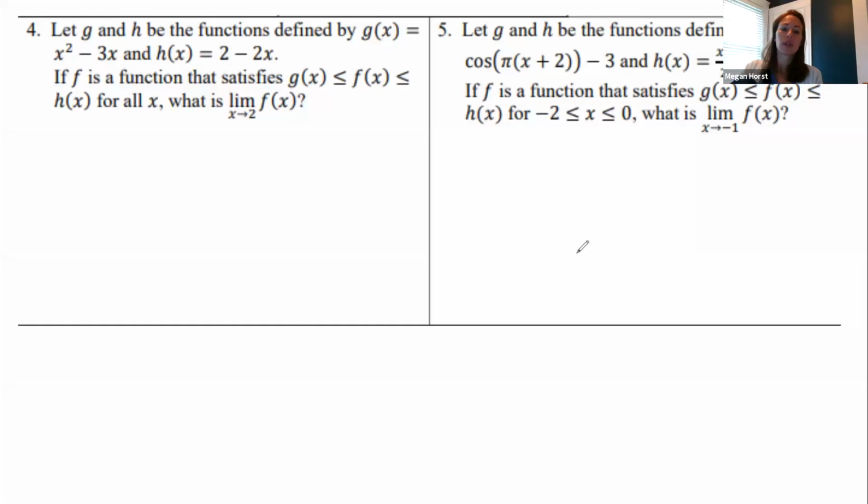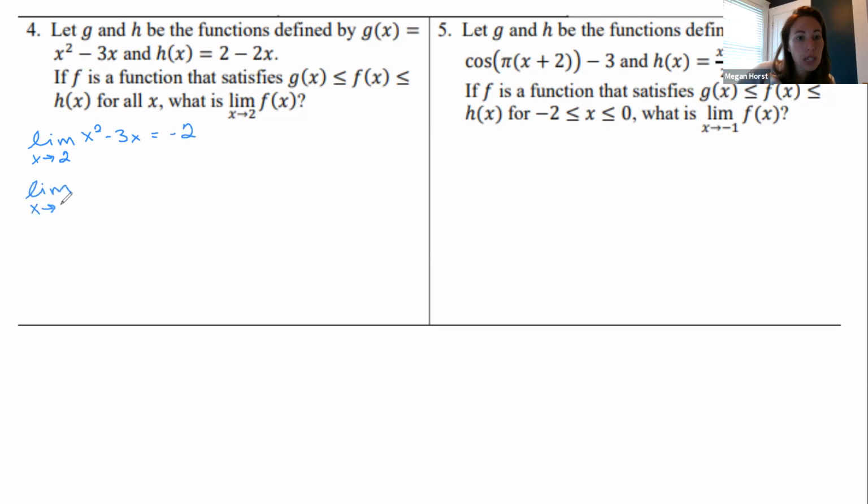All right, 4 and 5, these next two questions are similar to the next two questions that we did in our notes. So we're letting g of x equal x squared subtract 3 of x, and h of x is 2 subtract 2 of x. We're told that it does satisfy that g of x is the lower bound and h of x is the upper bound. We want to know what the limit as x approaches 2 is for this one. So in order to do that, I need to verify that both of these limits of g of x and h of x are also approaching the same value at 2. So if I sub in here, I get 4 subtract 6, which is a negative 2.